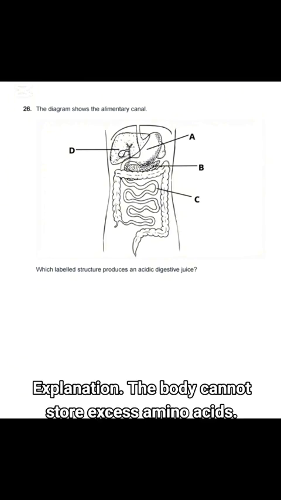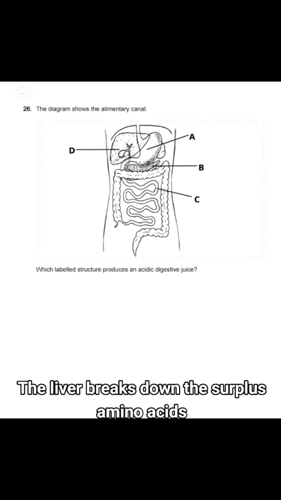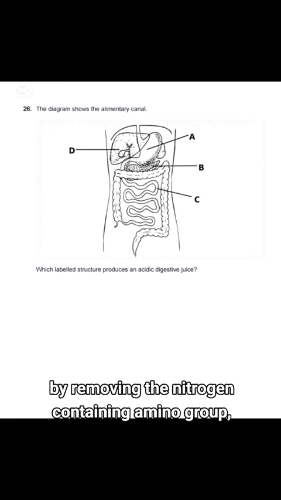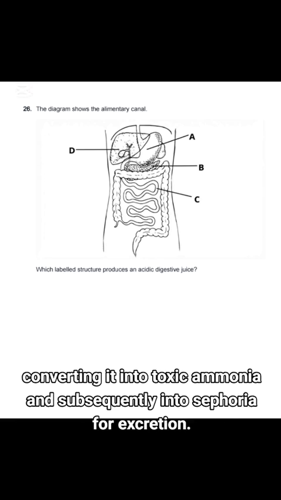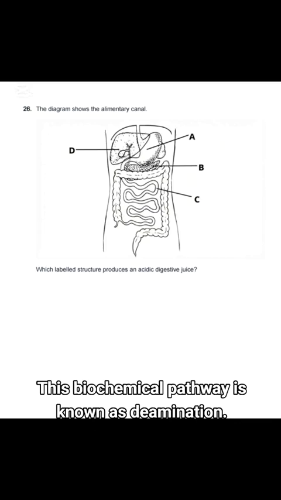Question 26. Answer: B. Deamination. Explanation: the body cannot store excess amino acids. The liver breaks down the surplus amino acids by removing the nitrogen-containing amino group, converting it into toxic ammonia, and subsequently into safer urea for excretion. This biochemical pathway is known as deamination.